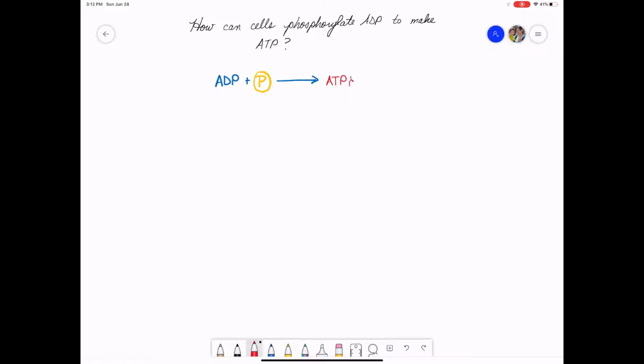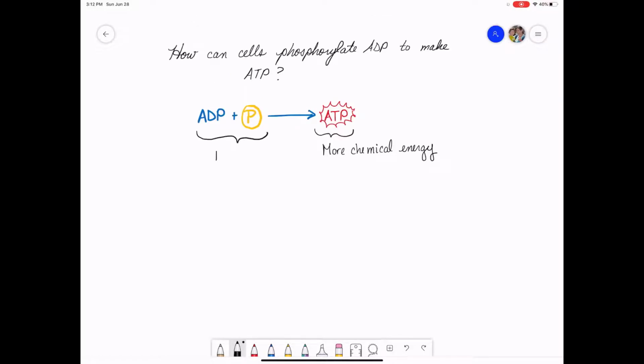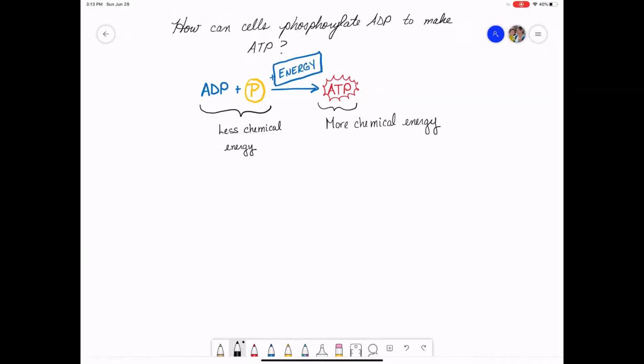Now recall that ATP is a very high energy molecule, whereas ADP with the separated phosphate group has less chemical energy. So technically this is a non-spontaneous chemical reaction. So therefore, in order to run this chemical reaction, we would have to be able to add some sort of energy to the system in order to get the phosphate group back onto ADP. So how do we get that energy? Well, this is where cellular and aerobic respiration comes in.